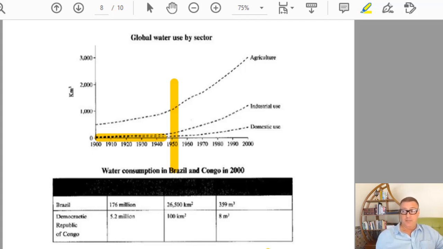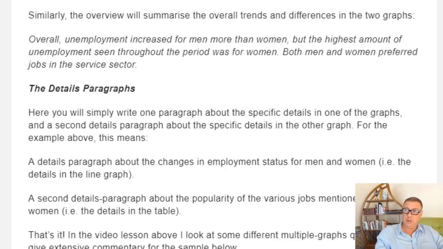So, the important information is that Brazil was significantly higher than the Democratic Republic of Congo in both irrigated land and water used per capita, or per person, and then mentioning the populations. If you've done that, you've got all of the important information and you are ready to go.